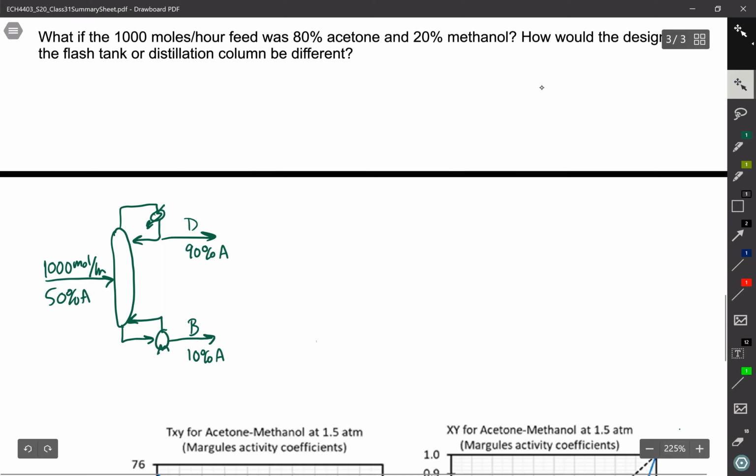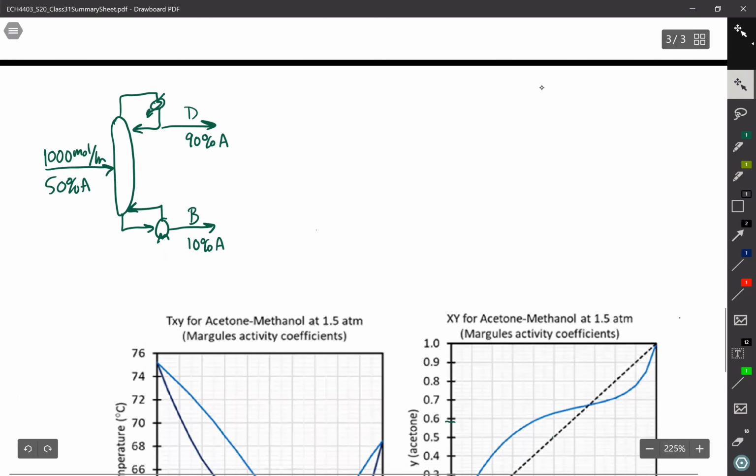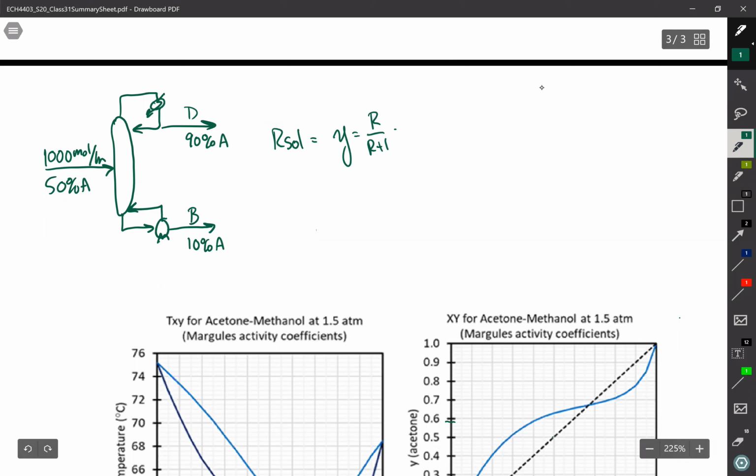Now, if I try to design the problem how I typically do, reflux ratio is a degree of freedom that I have. But remember that my rectifying section operating line, RSOL, is y equals R over R plus 1 times x, plus xD over R plus 1. Right? I think that's it.